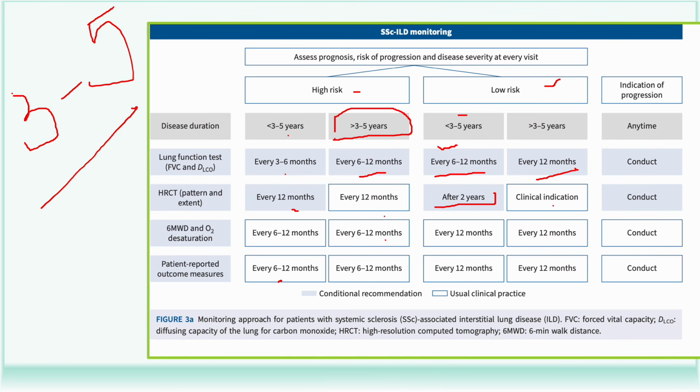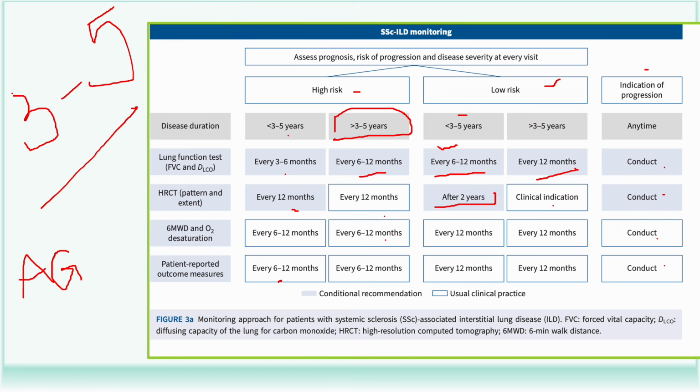If there is any indication of progression, however, you must conduct a PFT, an HRCT, a 6-minute walk, oxygen desaturation, and look at his outcomes. So the word is that for SSc-ILD, we want to be more aggressive in managing and monitoring our patients.